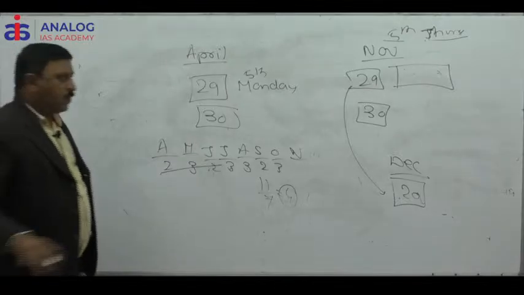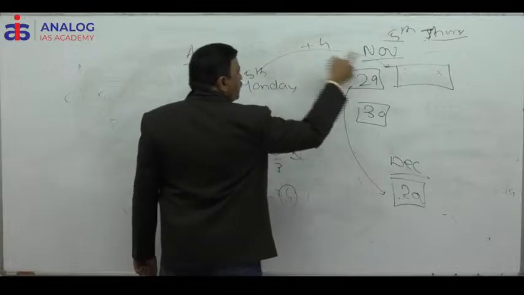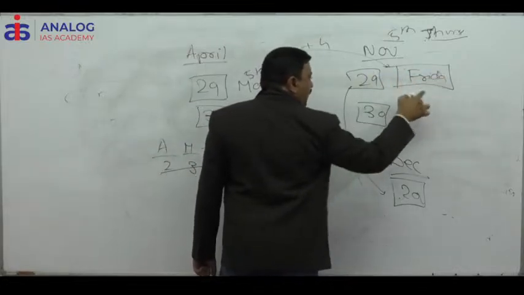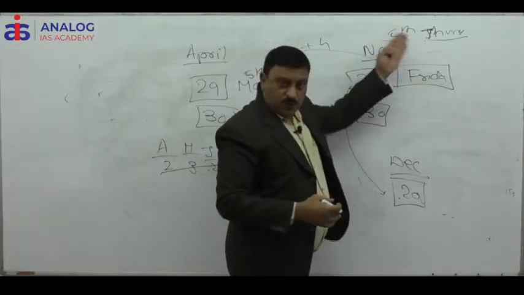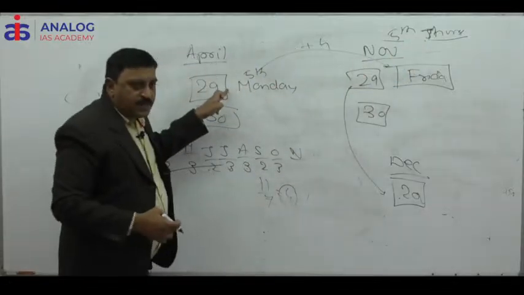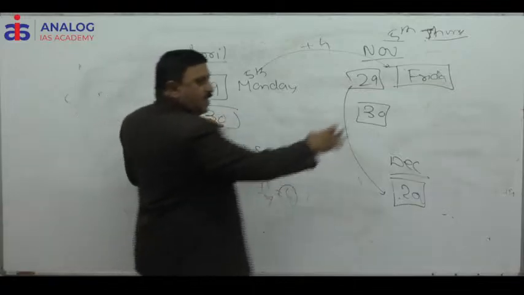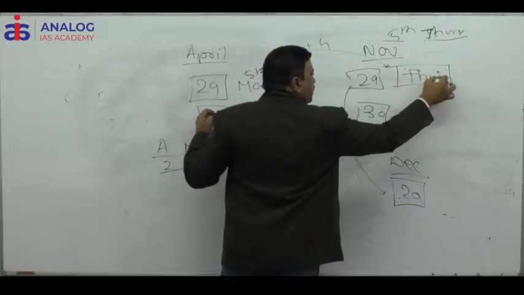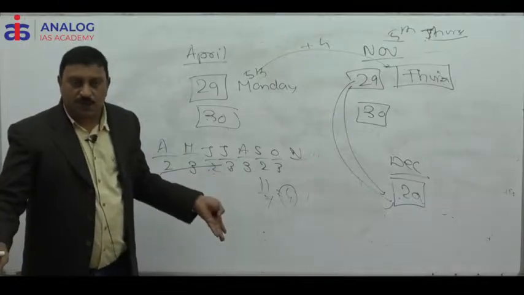Monday is 1. So 4 odd days means 1 plus 4, which is 5. 5 means what? Friday, this one. If this is Friday, this will be Saturday. So never, but we should get Thursday. That means the 5th Monday is not on the 29th, it should be on the 30th. If this is the 30th, this will be on Thursday. If this is Thursday, December 20th is also Thursday. At a stretch, you got the answer.